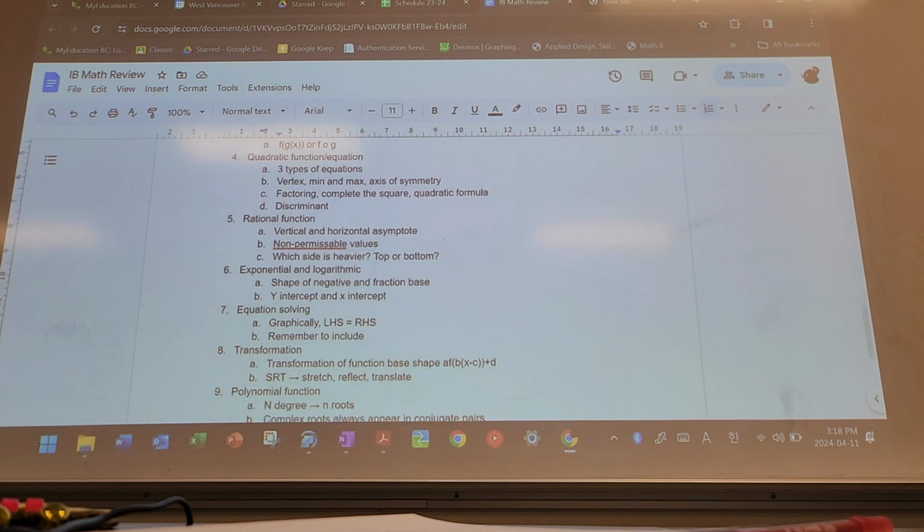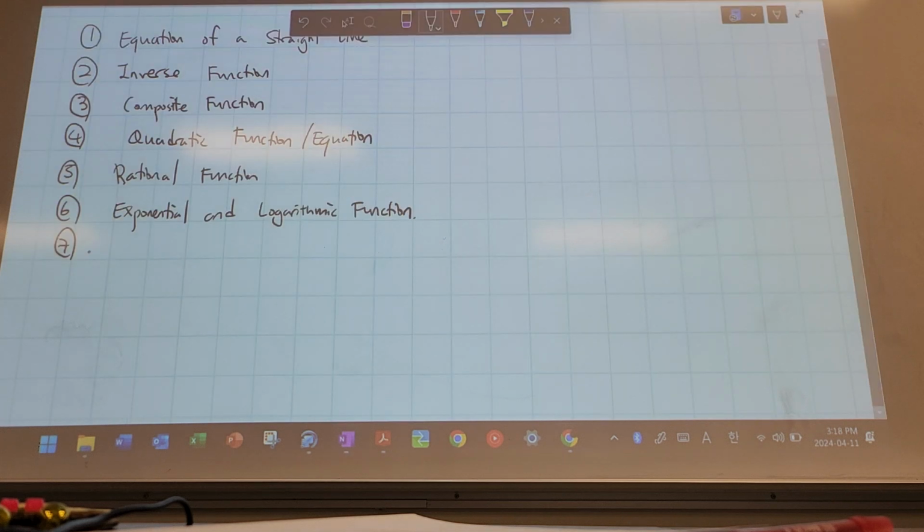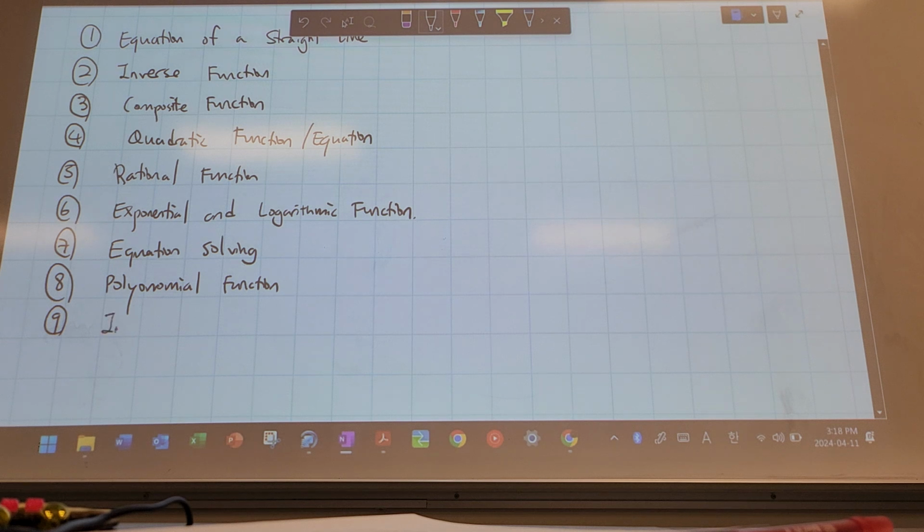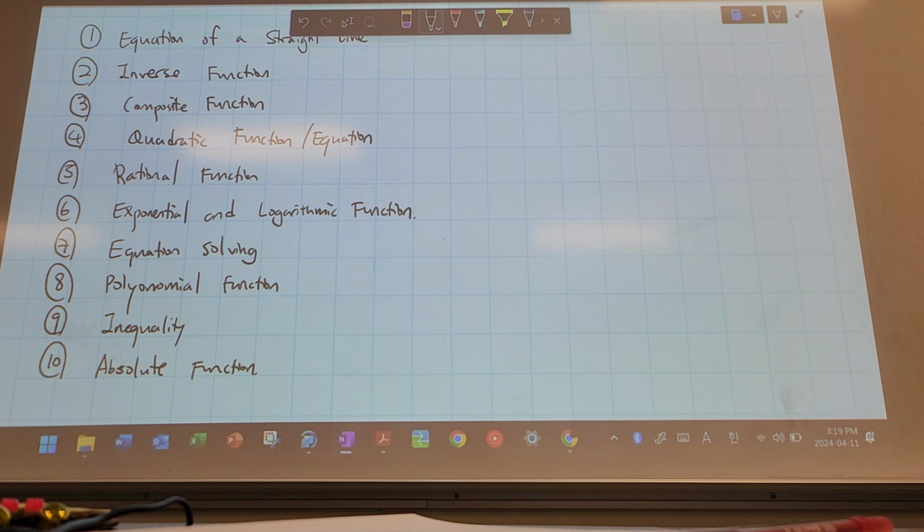We also have equation solving, polynomial function, and inequality, and lastly the absolute function. So hopefully I'll be going through an average of one chapter in about 6 minutes. We'll see how that goes. But some chapters are significantly shorter, so it's fine.